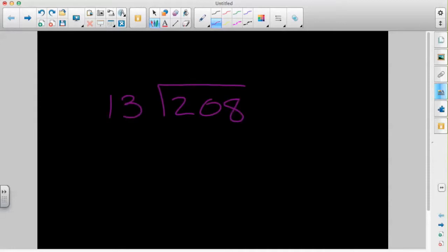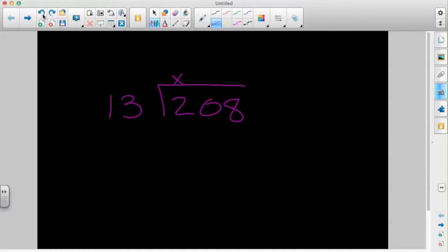So the first thing we say is, hey, how many times does 13 go into 2? Well, 13 doesn't really go into 2 at all, so we'll go ahead and mark an X as a placeholder. So let's add one more place value. How many times does 13 go into 20? And that's rather easy. 13 goes into 20 one time.